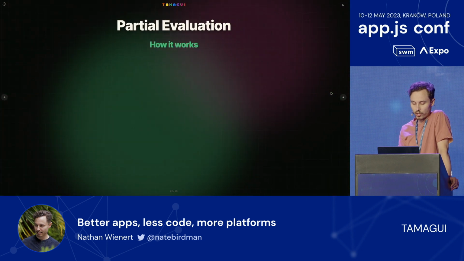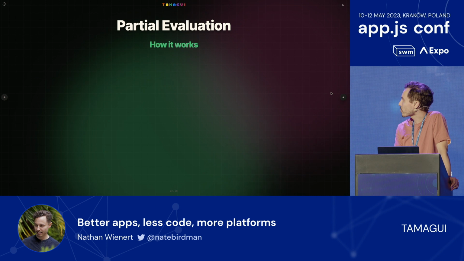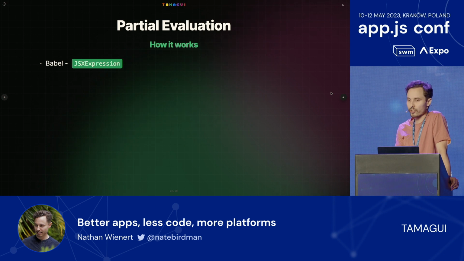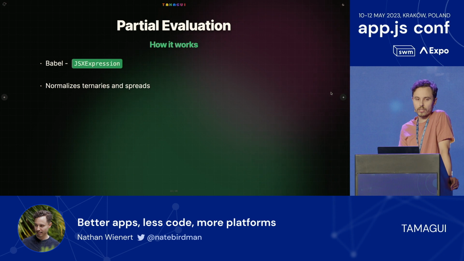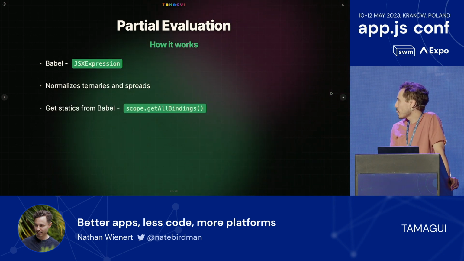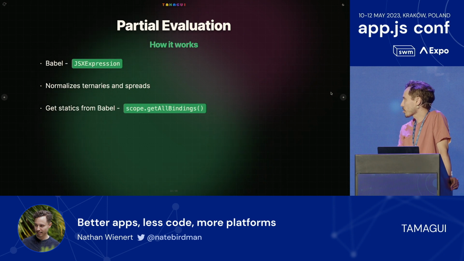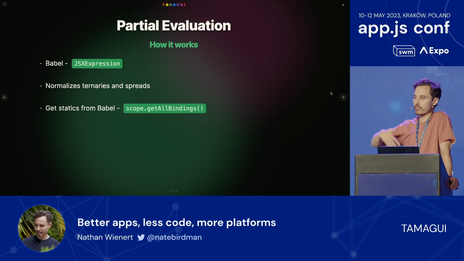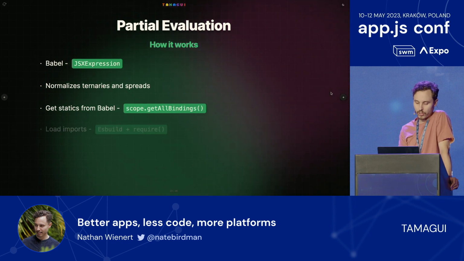So just a brief explanation of how that works with partial evaluation. Basically, it's a Babel plugin. It checks for JSX expressions. It will go through and normalize all the different ternaries and spreads and nested logic that it finds. Babel has this really nice helper called getAllBindings, where it traverses upwards within the current scope and tries to grab all of the static bindings that it can find and give them back to you.